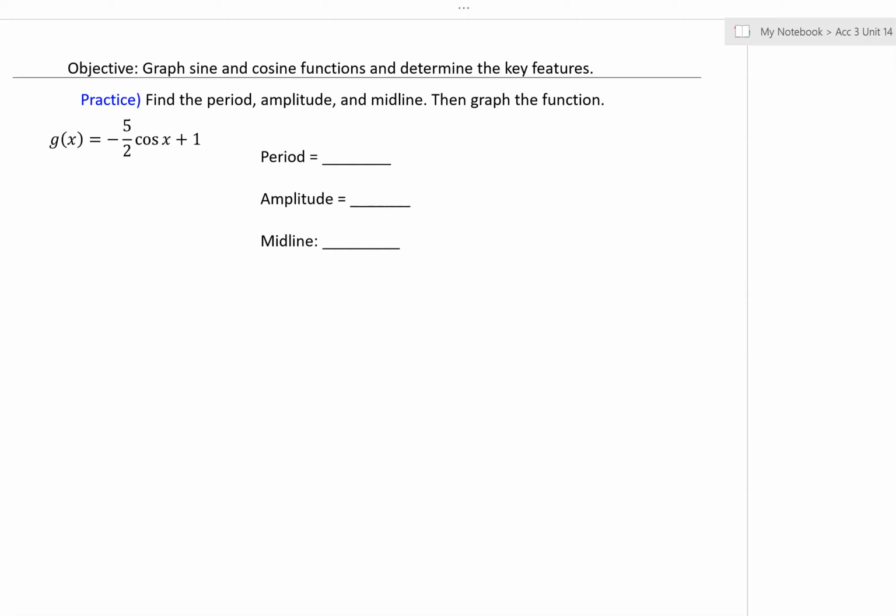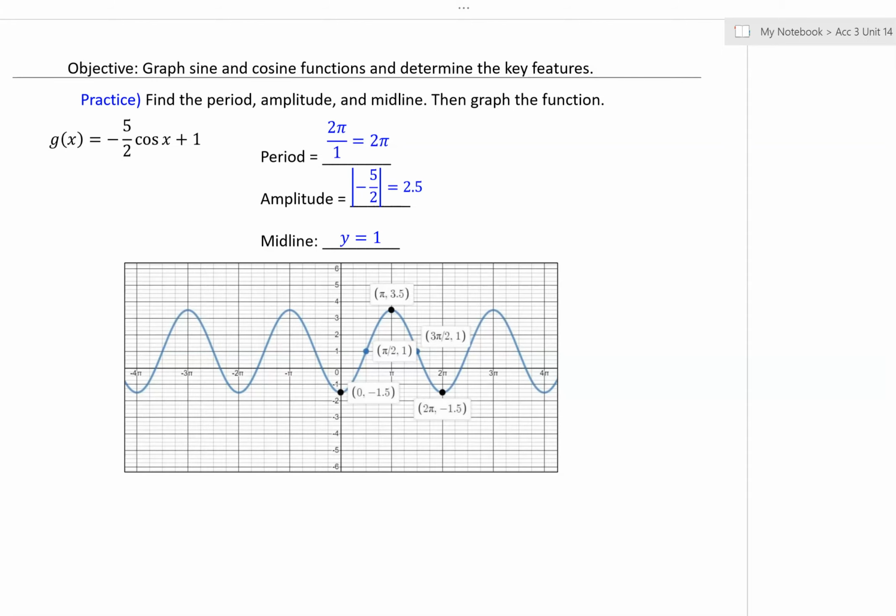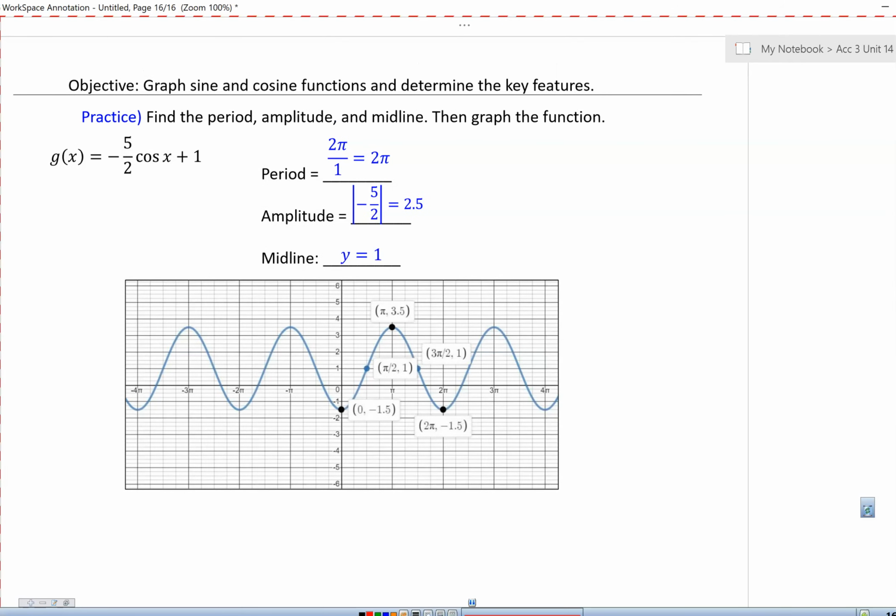Here you go. Pause your video. All right, let's take a look at this one. So here we've got a period of 2 pi divided by 1, coefficient of x, which is 2 pi. We're taking the absolute value of negative 5 halves, which would be positive 5 halves, or 2.5. And our midline would be y equals 1, our k value being 1.